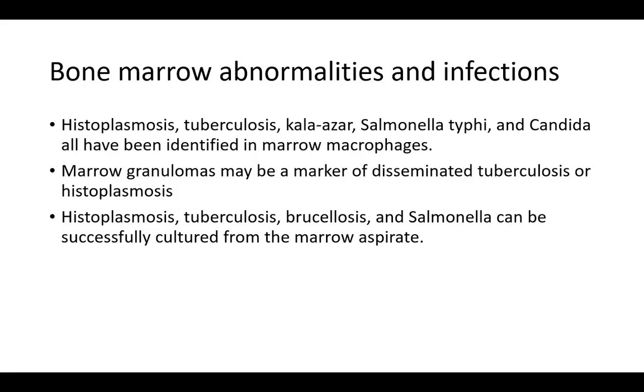Bone marrow abnormalities and infections. Well, in certain infectious diseases, such as histoplasmosis, tuberculosis, Kala-Azar, salmonella infections, candida, they have been identified in bone marrow macrophages. Bone marrow granulomas may be seen, and histoplasmosis, tuberculosis, brucellosis, salmonella can be cultured from bone marrow aspirates. So these bacteria, these microorganisms, can be residing in the bone marrow cells.